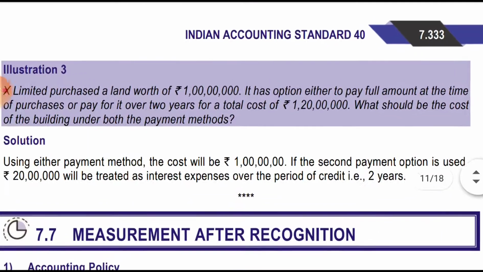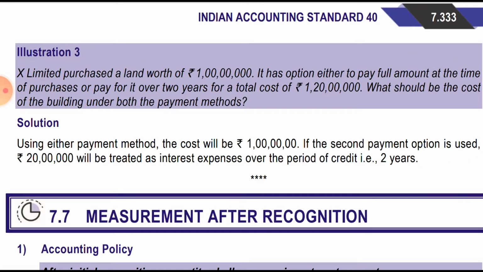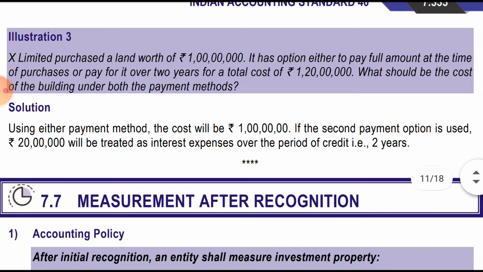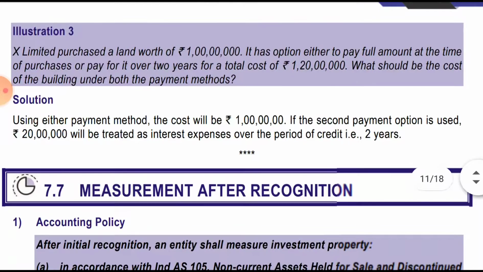Then we'll solve illustration 3 as well. X Limited purchased land worth 1 crore rupees. It has the option either to pay the full amount at the time of purchase or to pay over a period of 2 years for a total cost of 1 crore 20 lakh rupees. What should be the cost of the building under both payment systems? What would be the cost of the building?